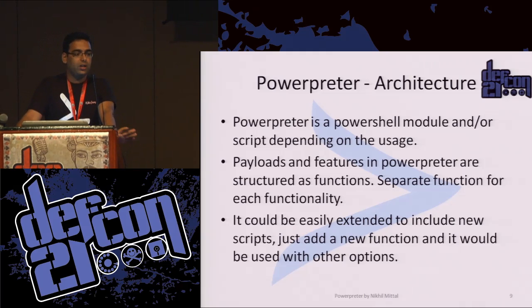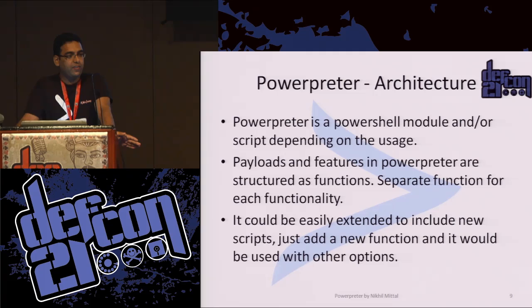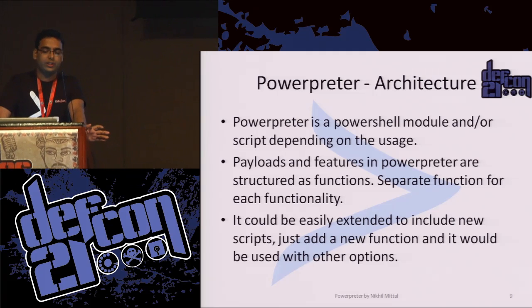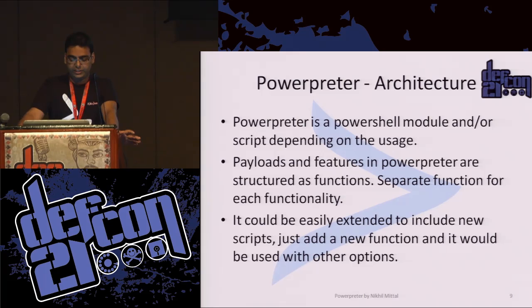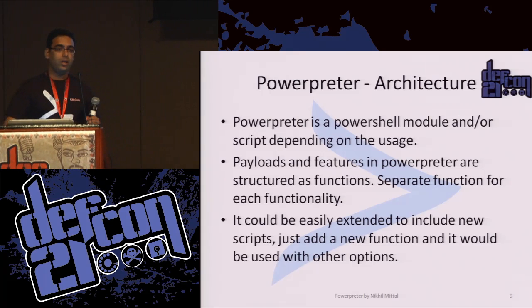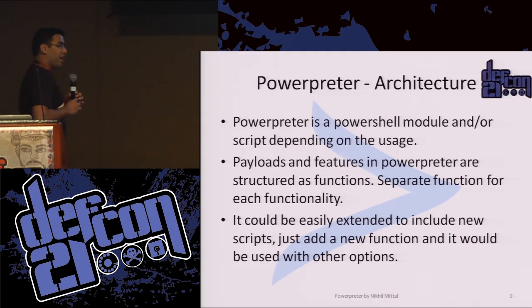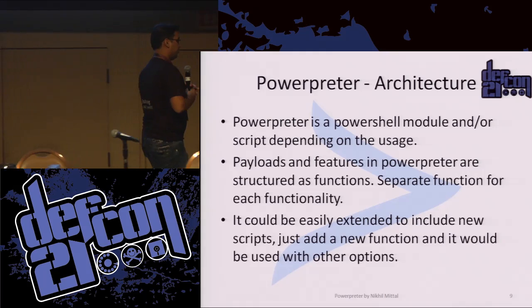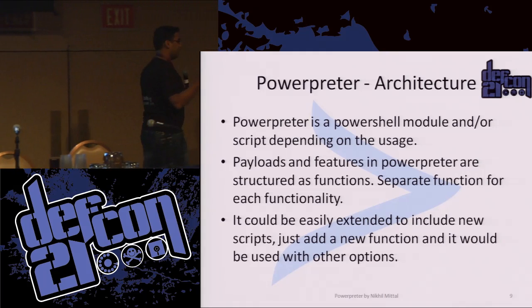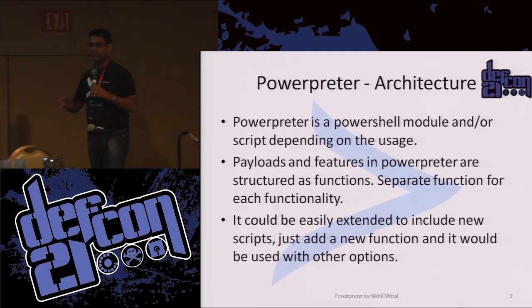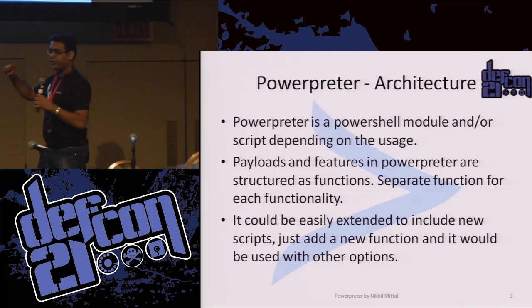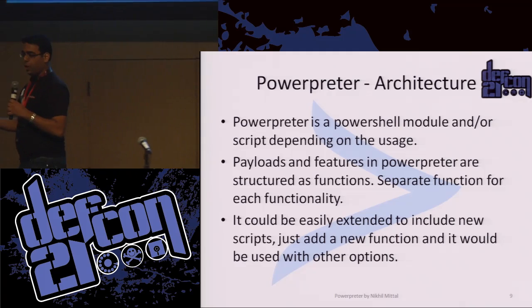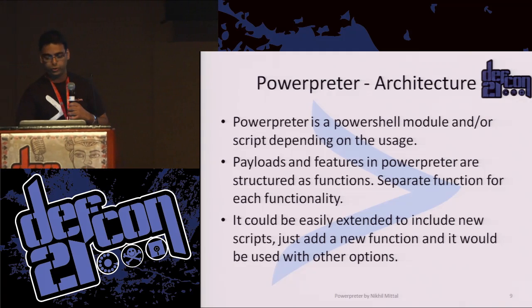Payloads and features are all divided into different functions. Each function represents a different functionality. So if you have some code which you want to include with PowerPreter so that its helper functionalities could be used, for example, persistence, pivoting, etc., then you can just write a new function, copy it into your PowerShell module, and you're good to go.